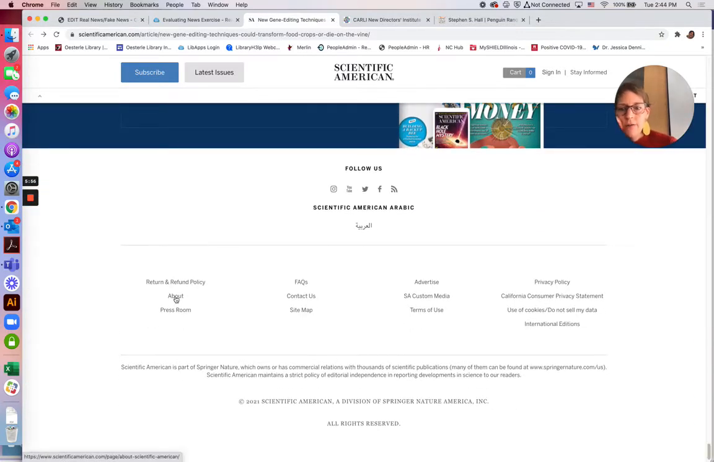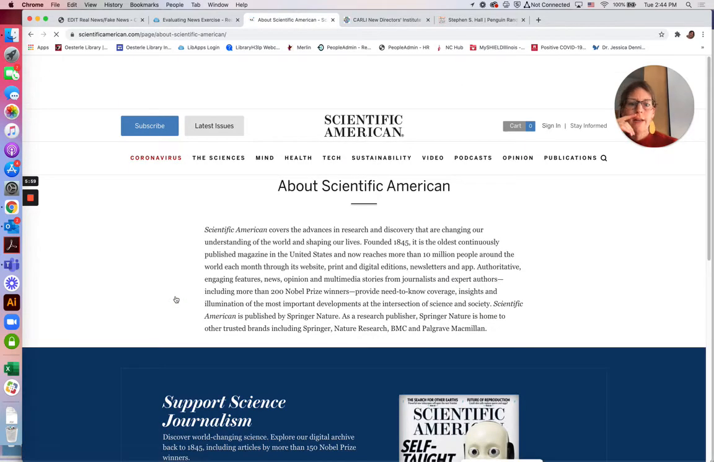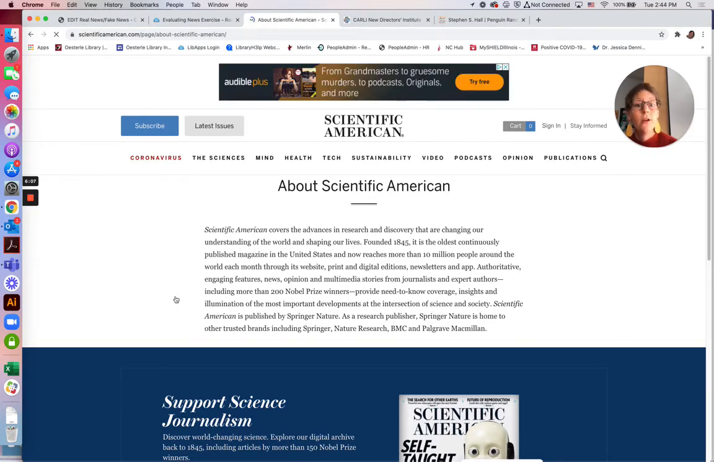But as we scroll down here to get to that about section, we'll click on it and we see, okay, Scientific American covers the advances in research and discovery that are changing our understanding of the world and shaping our lives. Founded in 1845, it is the oldest continuously published magazine in the United States. Authoritative, engaging features, news, opinion, and multimedia stories from journalists and expert authors related to the intersection of science and society.